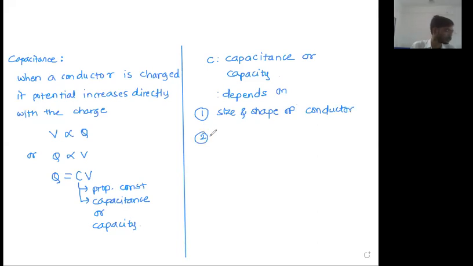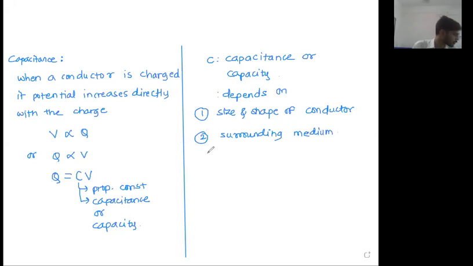Number two is the surrounding medium. Yes, surrounding medium also matters. We will derive the formula of this capital C. In that situation, you will observe that there is an epsilon R, that is the dielectric constant, epsilon R or K, that is the property of the surrounding medium. This point we will understand automatically when we derive the formula for C. Surrounding material or medium.